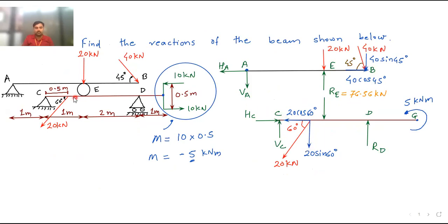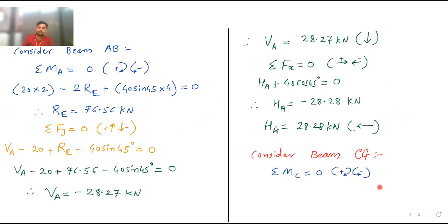So what is the distance from point C? Here you can see 0.5 meters, because the vertical force will be like this. Here it is the vertical force. The distance is 0.5. So 20 sine 60 into 0.5. It will rotate in clockwise direction, so plus.